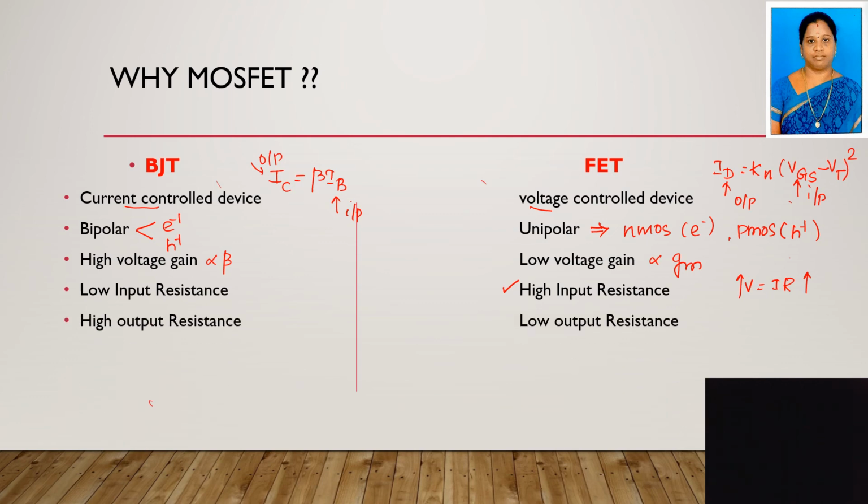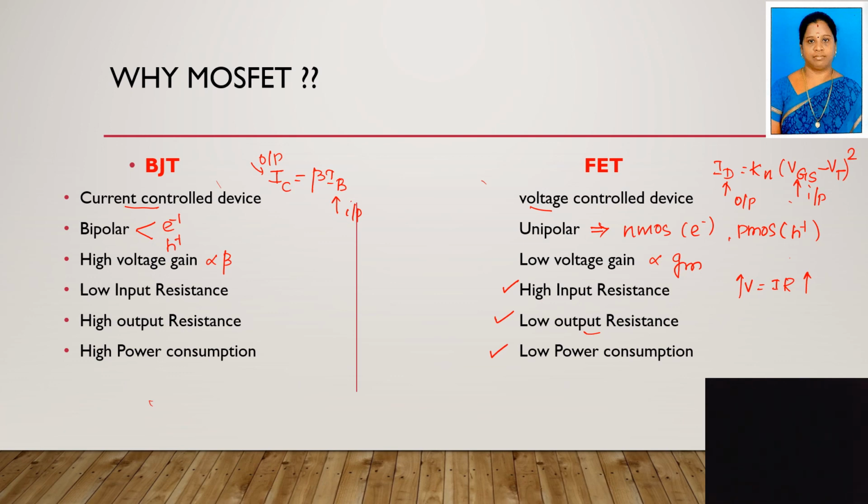The next one is that BJT has high output resistance, whereas MOSFET has low output resistance. This is also a good quality of any voltage amplifier, because if you have low output resistance, all the voltage produced by the amplifier will be given to the load. The next thing is that BJT consumes more power when compared to MOSFET. This is also a good characteristic of MOSFET. That's why we are going for MOSFET: high input resistance, low output resistance, and low power consumption. It requires very little power.